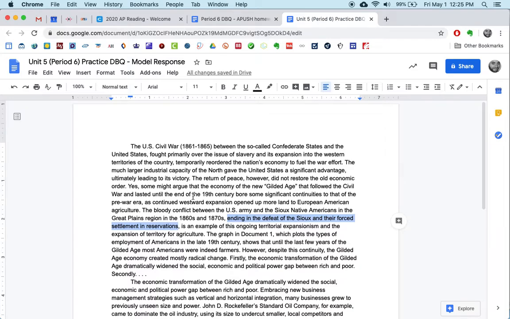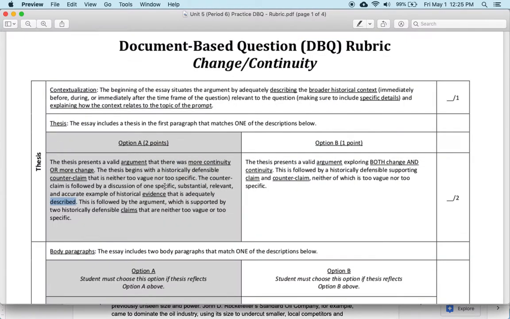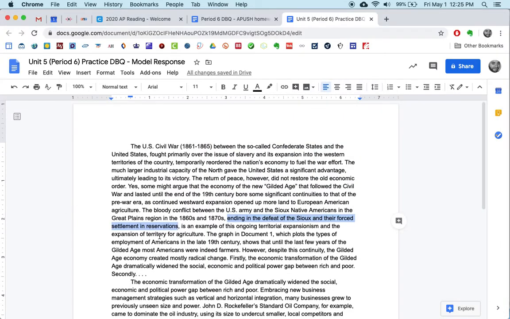That's enough to say that I provided a specific piece of information or more. It's pretty substantial and certainly relevant, and I can vouch for the fact that it's accurate, and I adequately described it. That's sufficient. So now I can say that I've explored the complexity of the question, or at least I've begun the process of doing that, because I've now explored continuity. But wait, there's more.